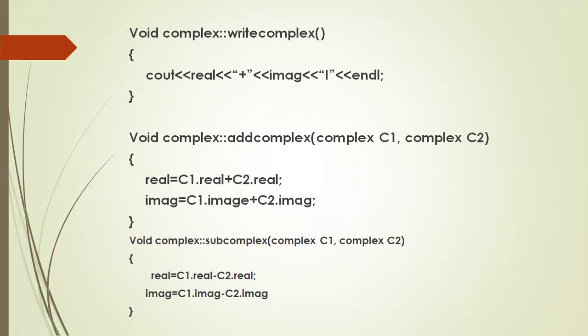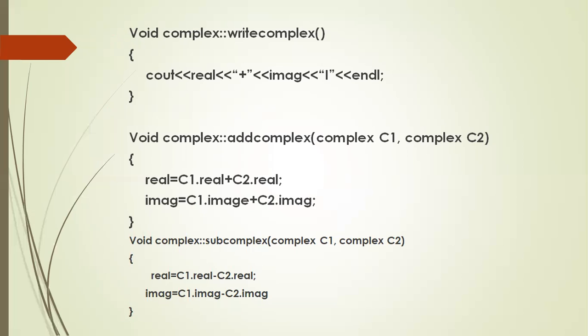Similarly, for C2, you have to write it as C2.real and C2.image. Whereas if you simply write real and image, that will be taken for C3, because the add function is called like C3.addcomplex(C1, C2). Since the object before the dot operator is C3, wherever you write real, it will be taken for C3 only. So real equal to C1.real plus C2.real.